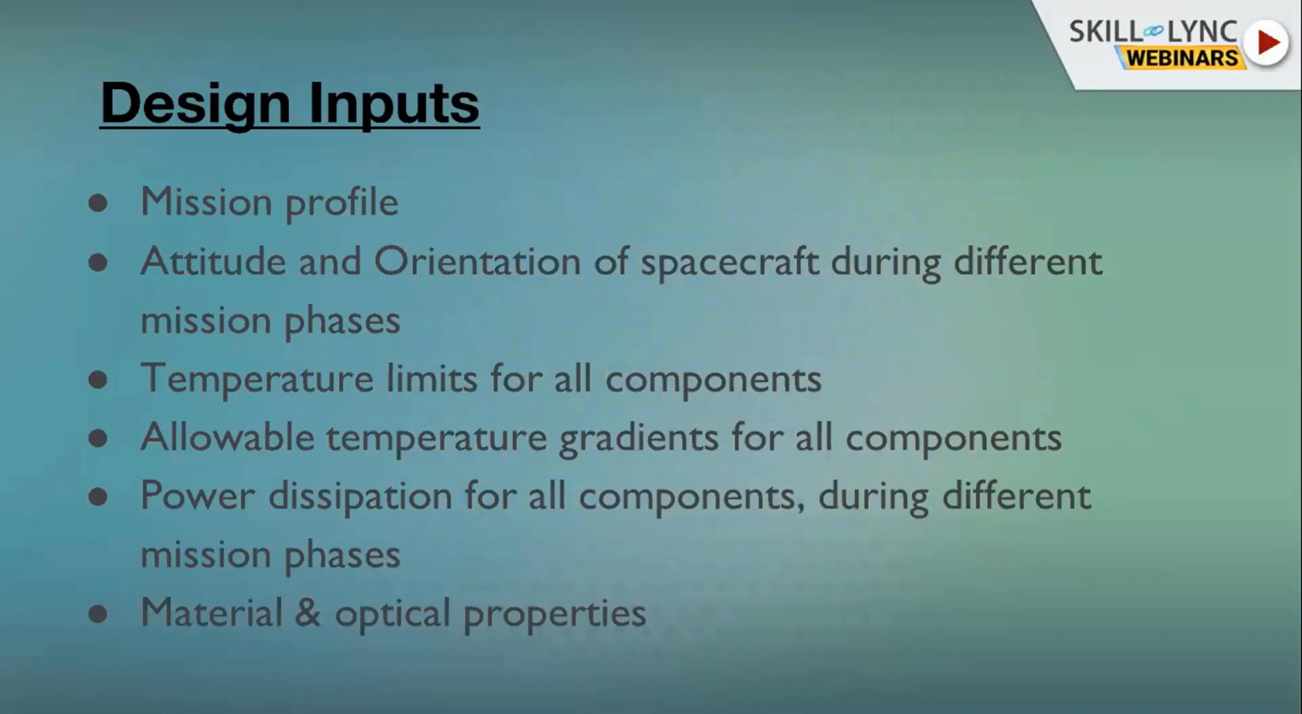Then we need to know the power dissipation of all the components. For example, there is a S-band transponder which is dissipating X amount of heat, but this transponder may not be working all the time. So either you design your simulations so as to account for these times when it is on and when it is off, or you take an average of these numbers for your thermal design purposes. That is one approach.